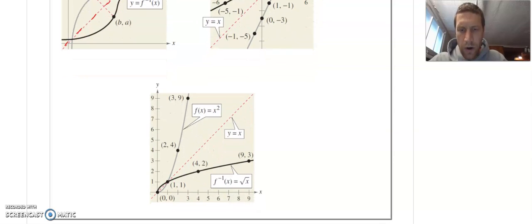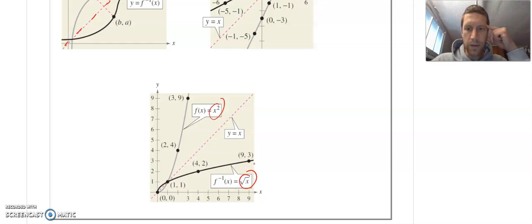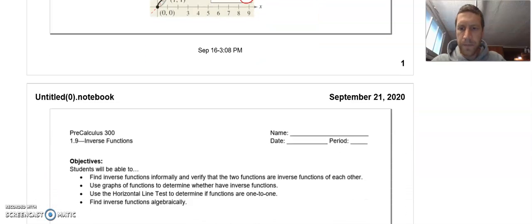Here's another one with our x squared and square root function. We can see those are inverses because they are reflected over that line y equals x. Okay, we're going to see another example on Desmos a little bit later that looks at that a little deeper.